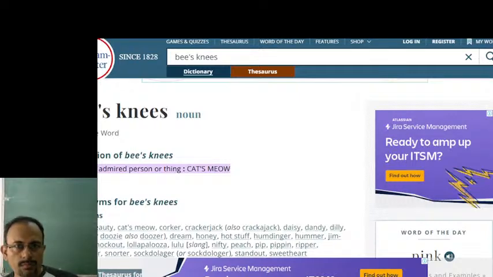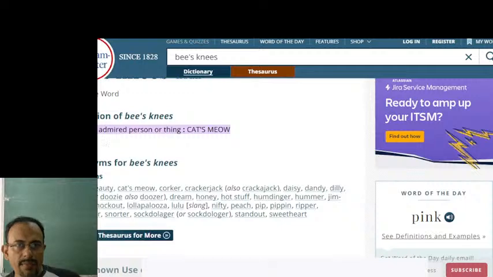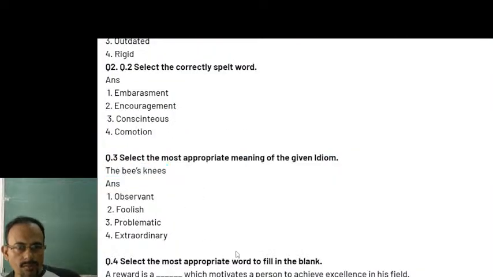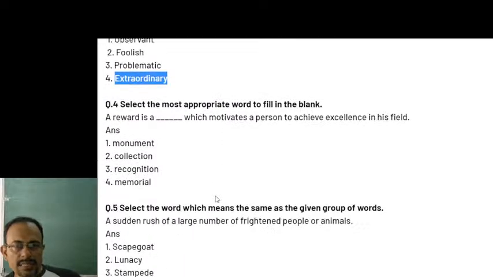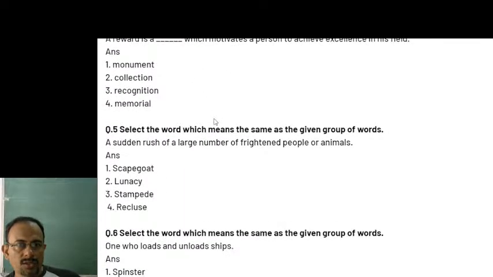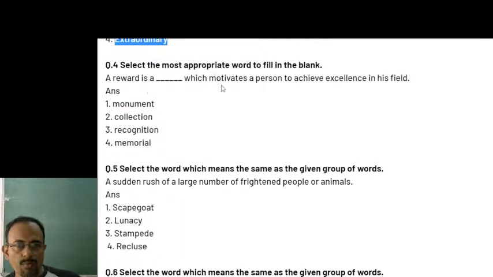So you see, a highly admired person, extraordinary, okay, you can say it's extraordinary. So select the most appropriate meaning of the given idiom. It can be extraordinary. Next, select the most appropriate word to fill the blank: a reward is a dash which motivates a person to achieve excellence in his field.